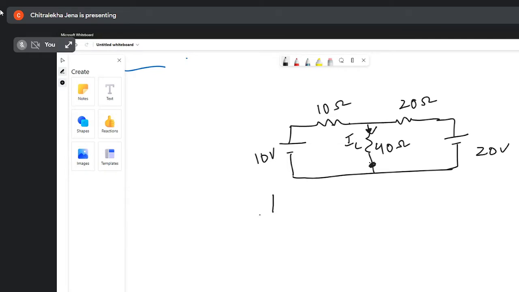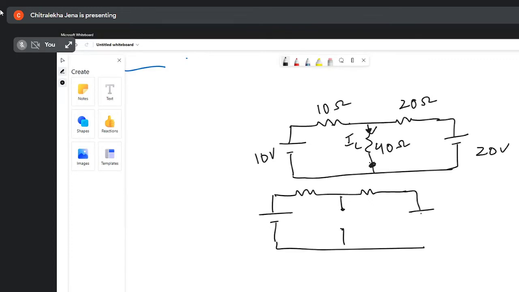You have to remove that 40 ohm resistance. So now the circuit becomes like this, I have removed the 40 ohm resistance. Now what I will do? I will find out the value of VThevenin.